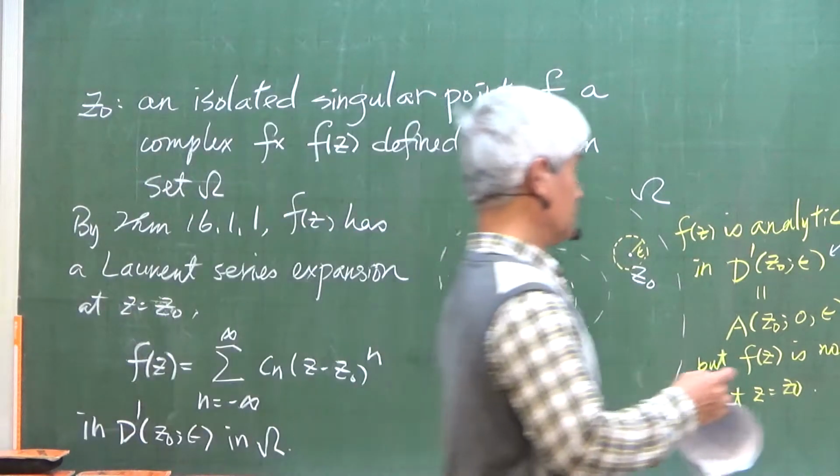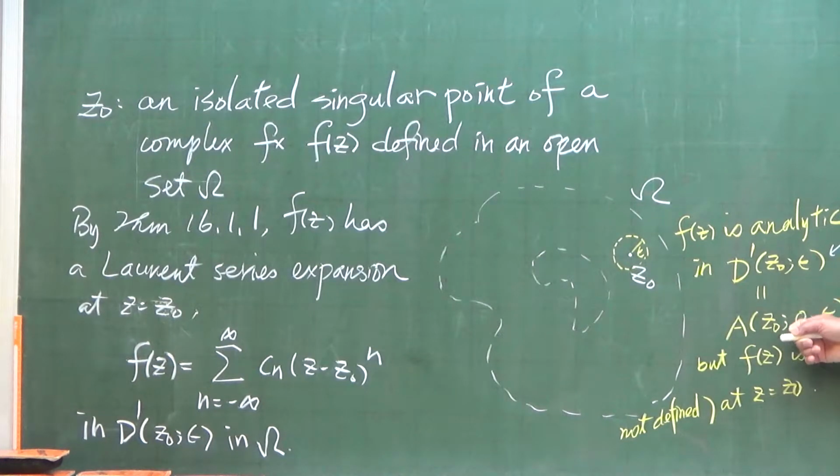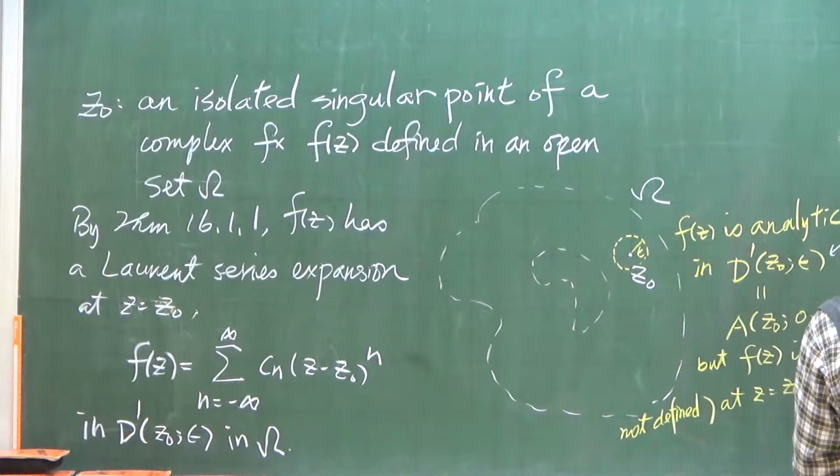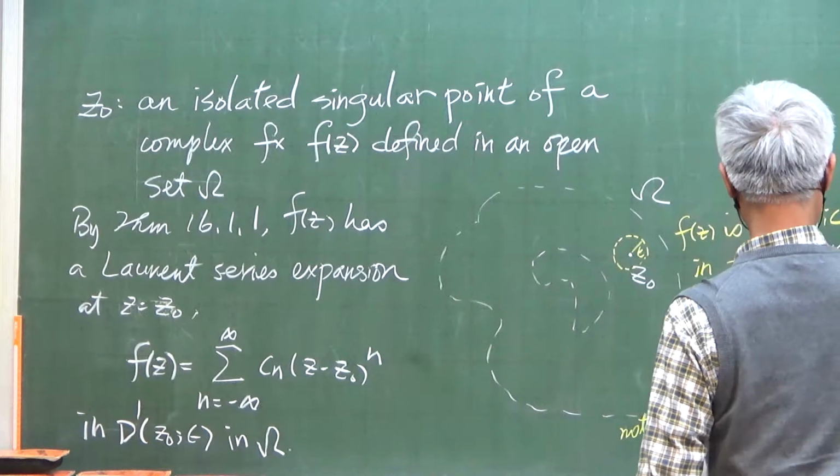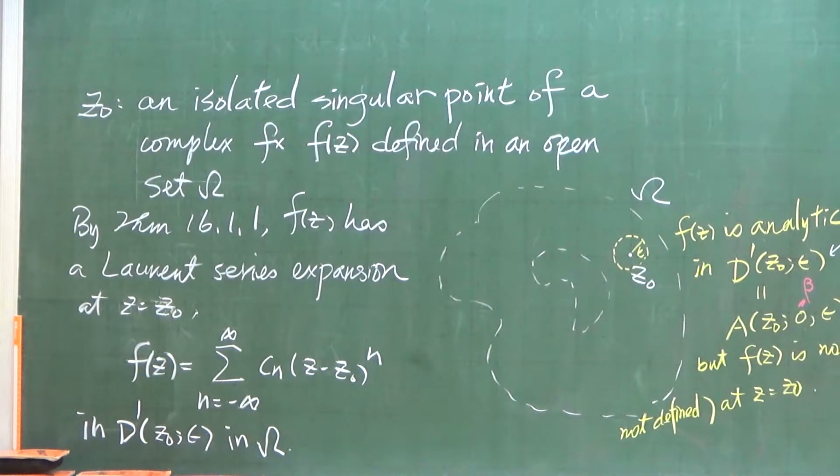Now the inner circle has radius 0. So it is clear that beta, the limit as n goes to infinity of the nth root of the absolute value of the coefficients with negative index, is equal to 0. So beta is 0.